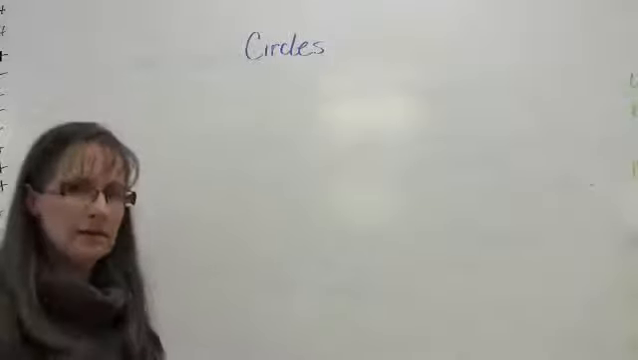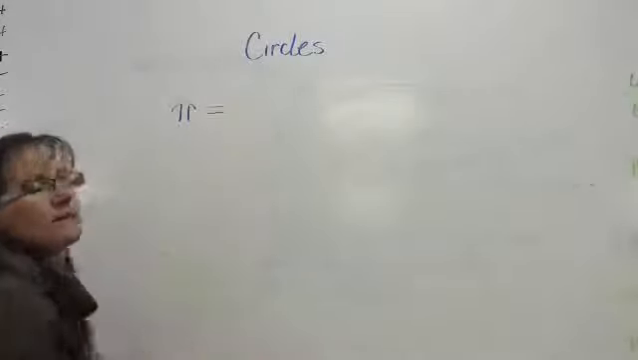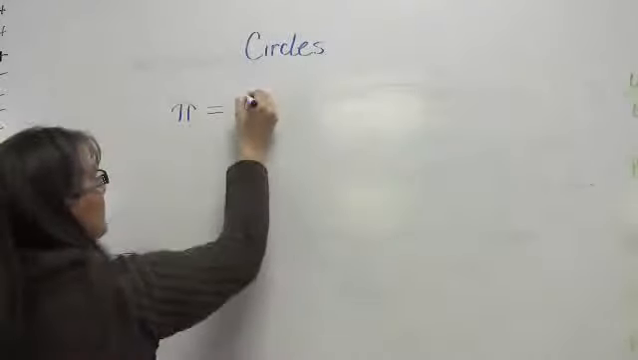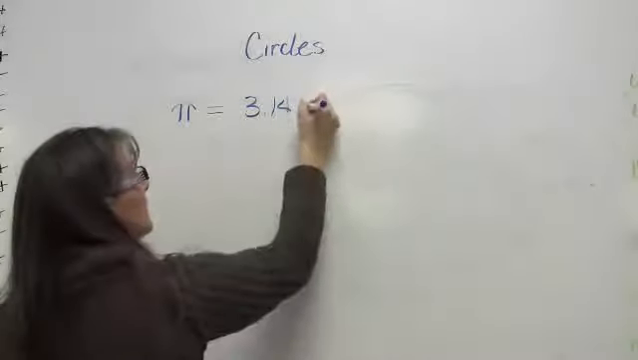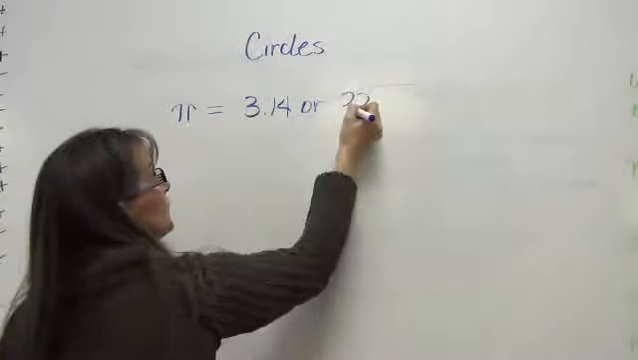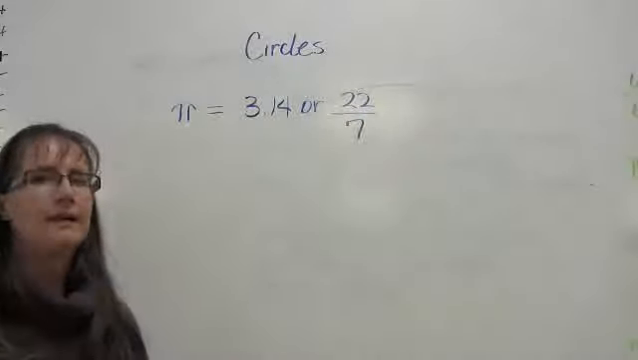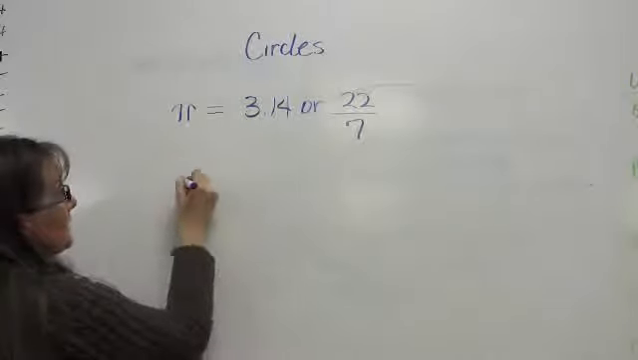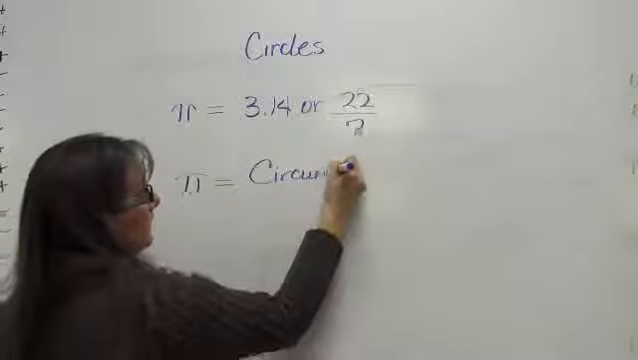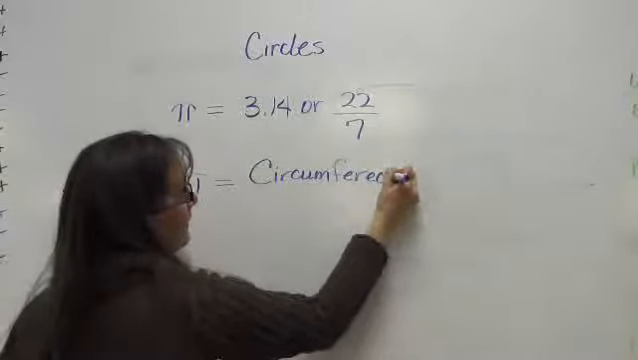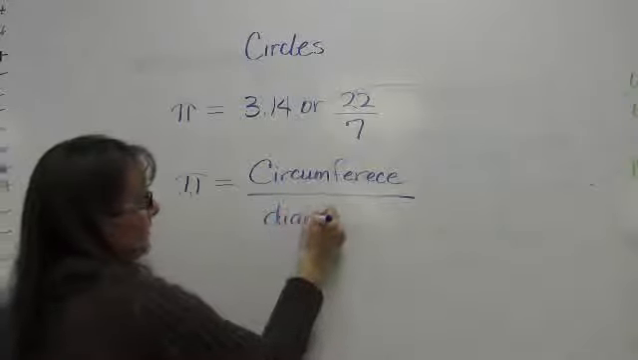Okay, we also need to learn about pi. And pi, for our purposes, we will use 3.14. If we're using fractions, we would use 22 over 7. Well, how did they find pi? Pi is actually the ratio of circumference of a circle to its diameter.